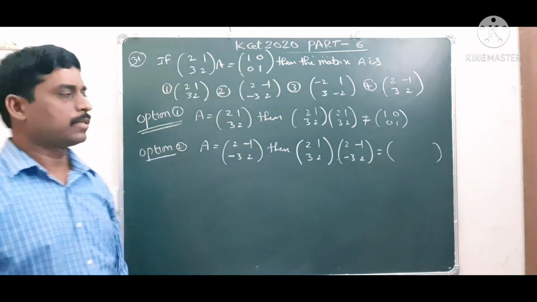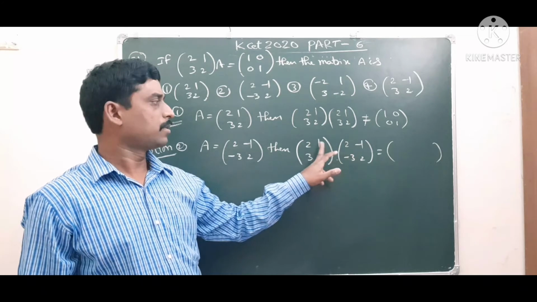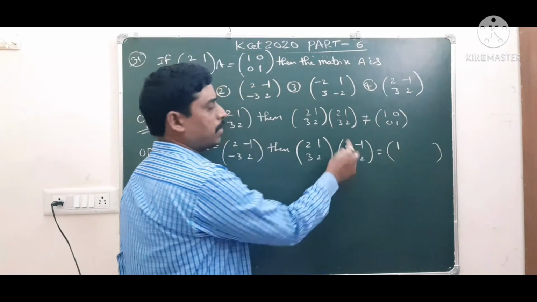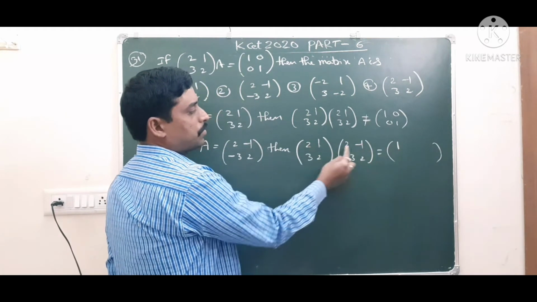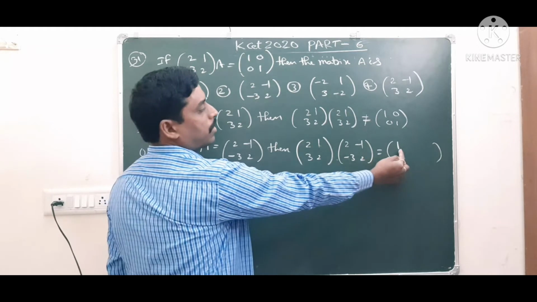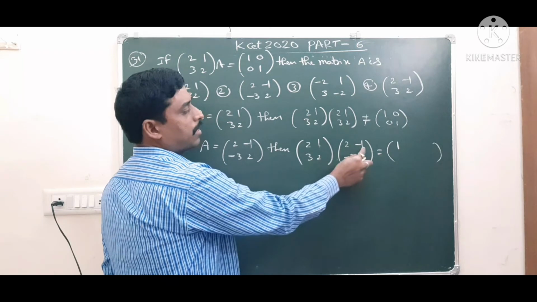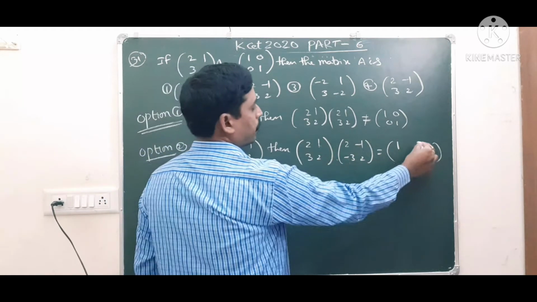So let us do the simplification. First row multiplies with first column: 2 into 2 is 4, 1 into minus 3 is minus 3. That is the first element. 2 2 is 4, 1 into minus 3 is minus 3, the total value is 1. And first row multiplies with the second column: 2 into minus 1 is minus 2, 1 into 2 is 2. This will be 0.